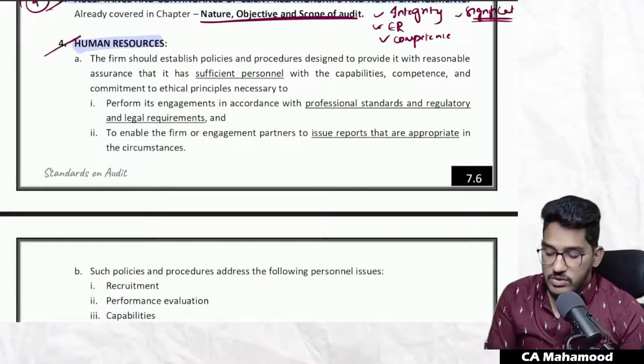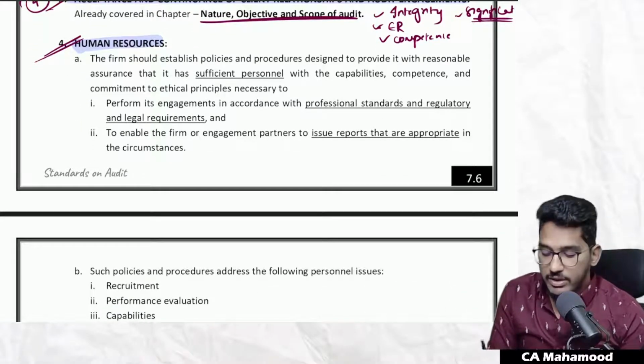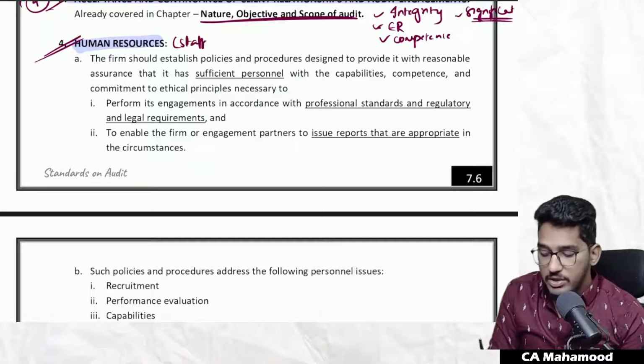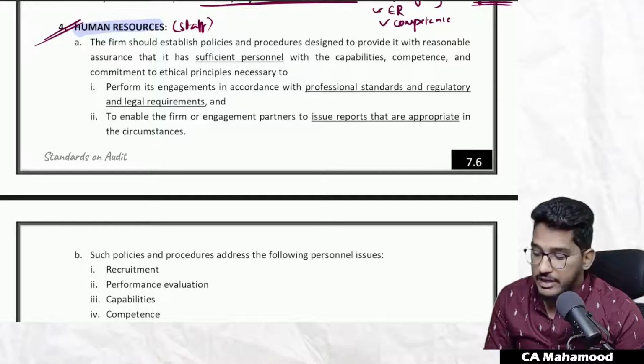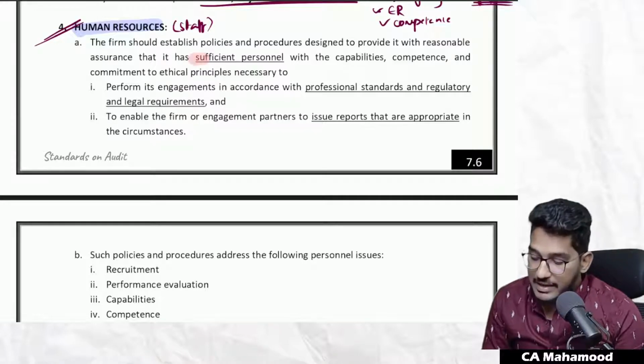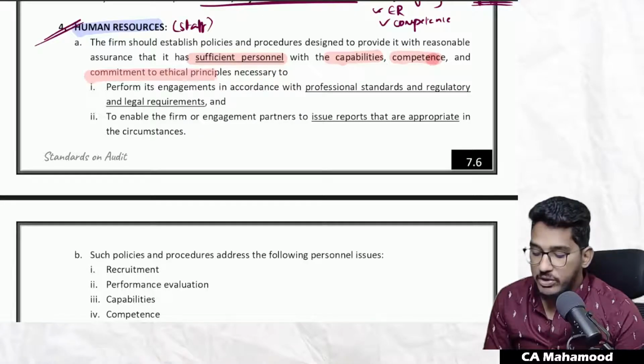Next one, human resources. In the area of your human resources also you need to have policies. Human resources means nothing but your staff. So the firm should establish policies and procedures designed to provide it with reasonable assurance that it has sufficient personnel with the capabilities, competence and commitment to ethical principles.